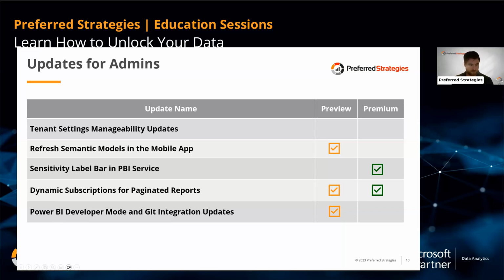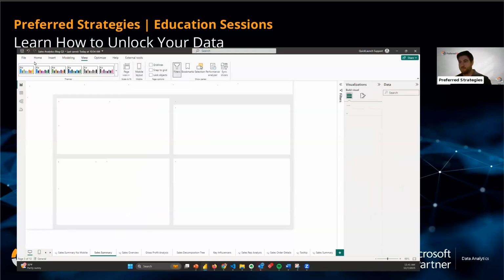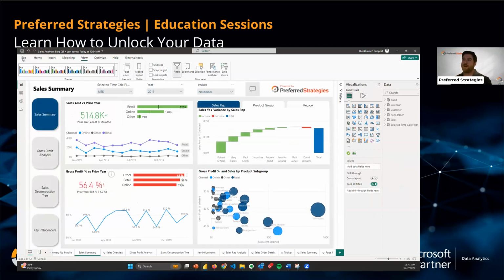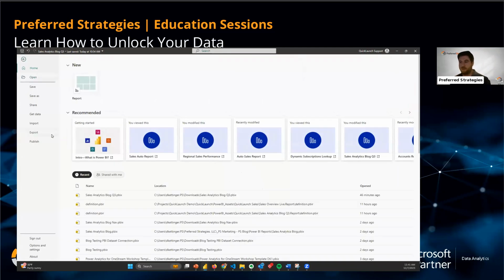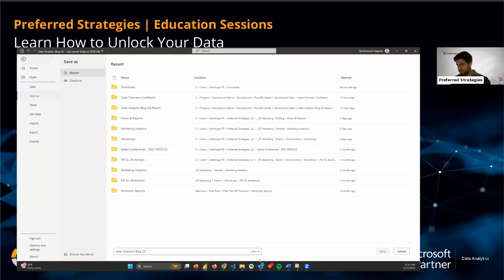So the first thing I want to show is just how to create a Power BI project file. So I'm going to come to my Power BI desktop, and I'm going to come back to the sales analytics blog here, and we'll just come up to file and save as. And if I come down here to the extensions, you'll see this is a PBIX right now.